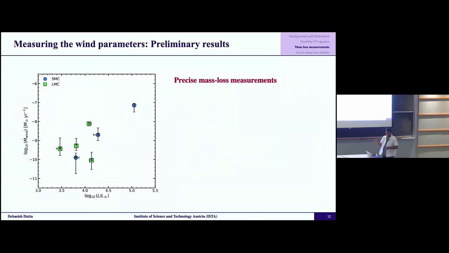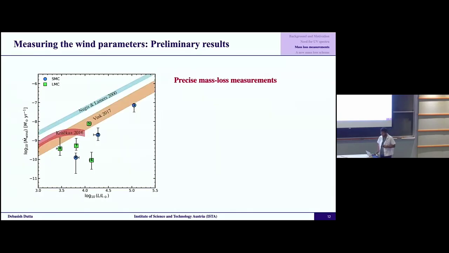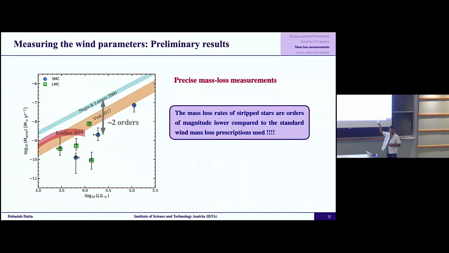So I'd not show you the fits of all of the stars, but I'm showing you the final results here, which is in the luminosity versus the mass loss rate. And there are several trends here we can see. For example, the mass loss rate is increasing with luminosity, and the LMC stars have higher mass loss rate than the SMC stars. And comparing it with the known mass loss prescription that we use, you can see that these are quite lower. For example, star 2 is around 2 orders of magnitude lower.